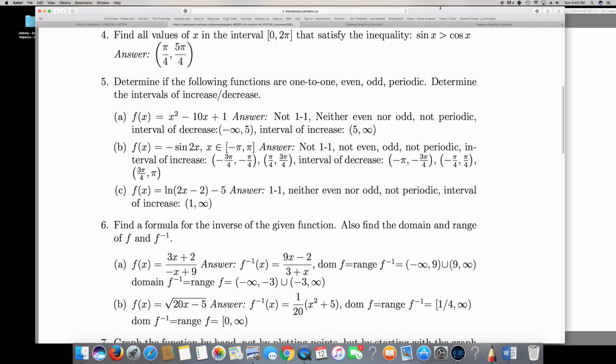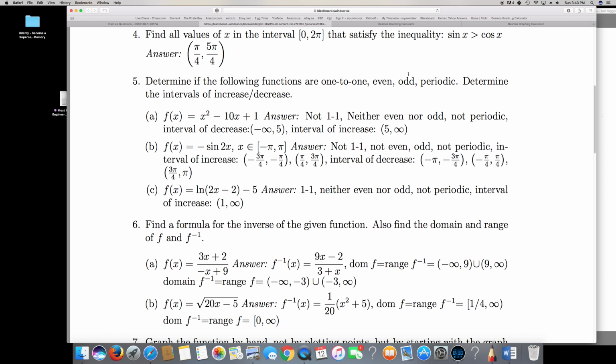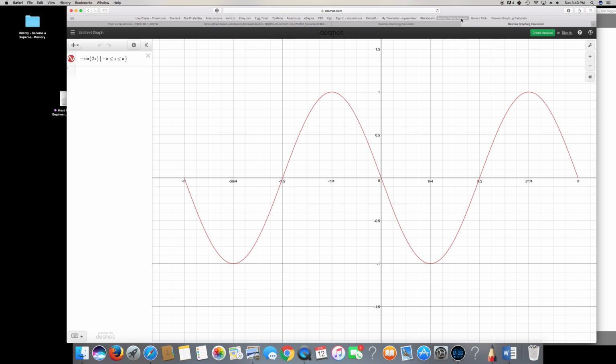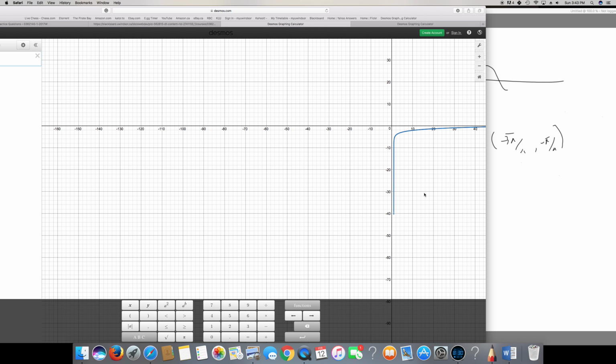And if you see the graph, it's not repeating again and again. So this is not a periodic function. And for the intervals of increase and decrease, in this case there's only increase, there's no decrease. So if you see, it's 0 to positive infinity, it's just going up and up. So it's 0 to positive infinity, it's increasing. That's the only interval.